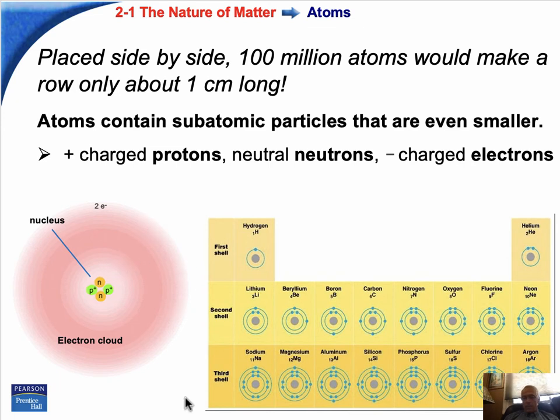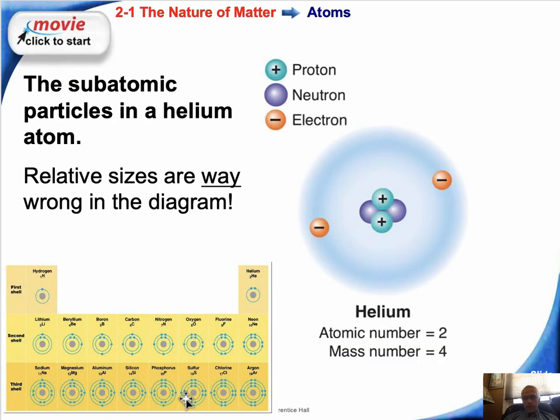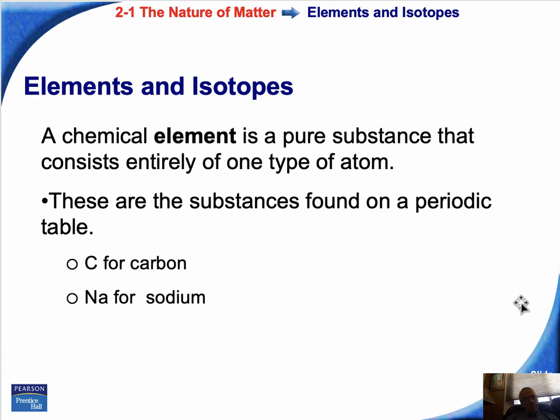The particles that make up atoms are protons, neutrons, and electrons: positively charged protons, negatively charged electrons, and the neutrons, which are neutral. In a typical helium atom, there are variations on helium, but all helium atoms have two protons. That's what makes helium helium. It has two protons in the nucleus. A typical helium atom also has two neutrons in the nucleus and will have two electrons orbiting in the electron cloud near the nucleus.